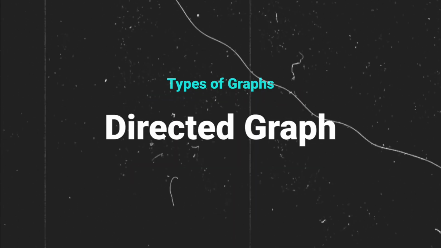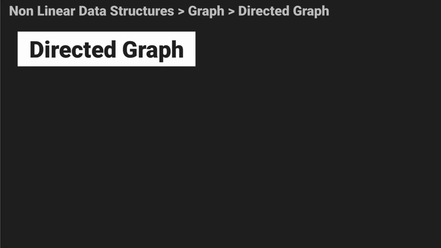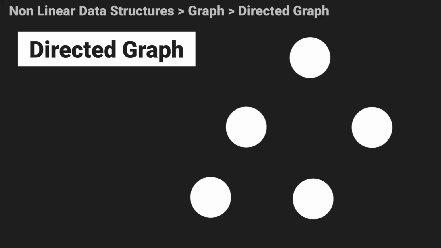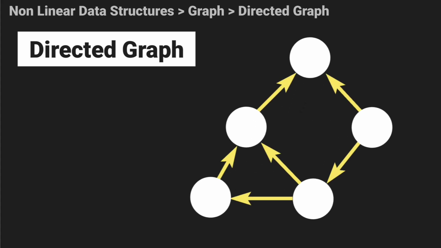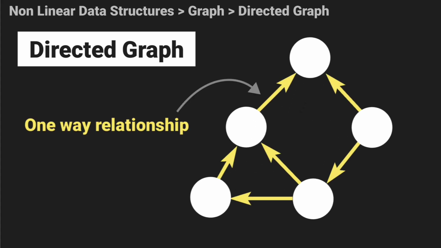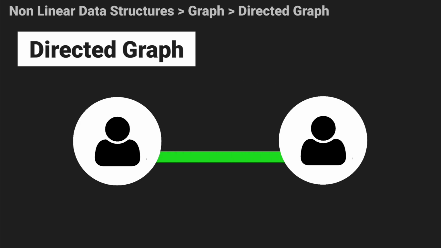Types of graphs. Directed graph. Directed graph, also known as digraph, is a graph where edges have a direction, indicating a one-way relationship between nodes. For example, on Instagram, if you follow someone, they might not follow you back.